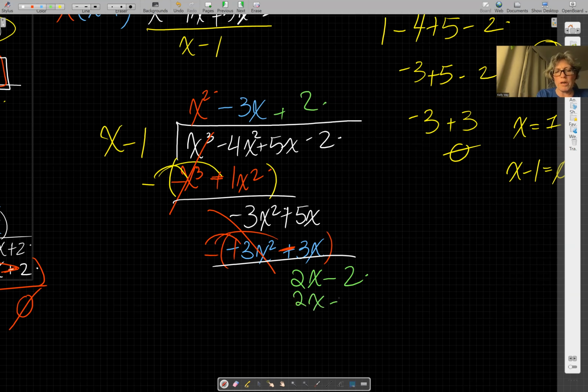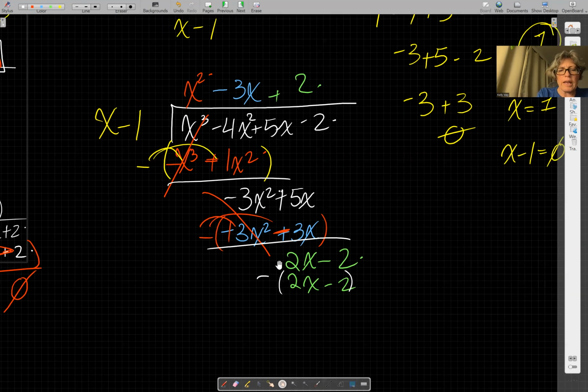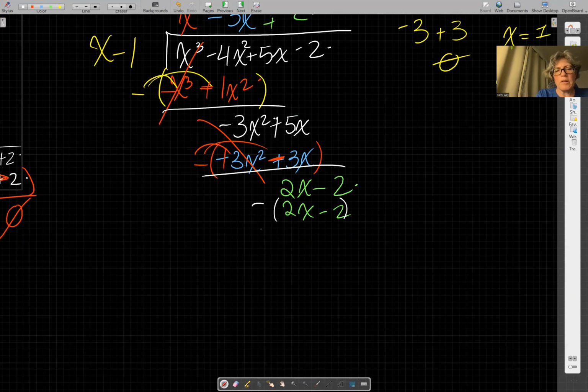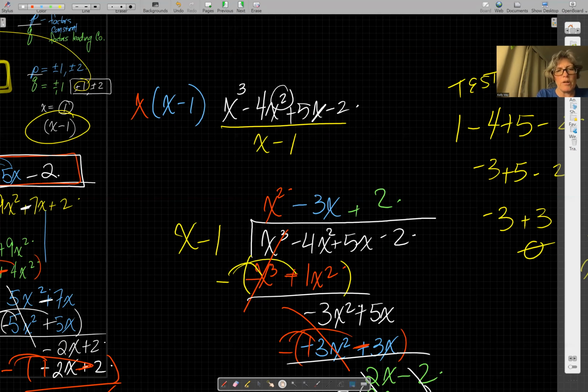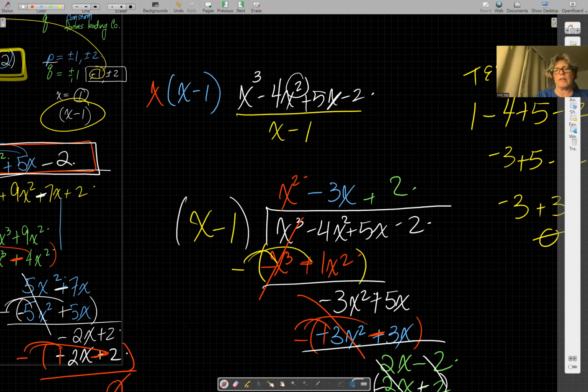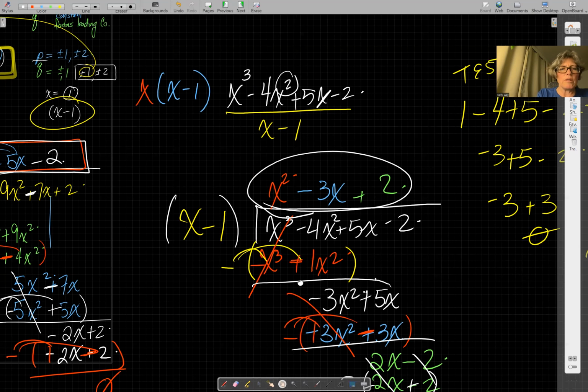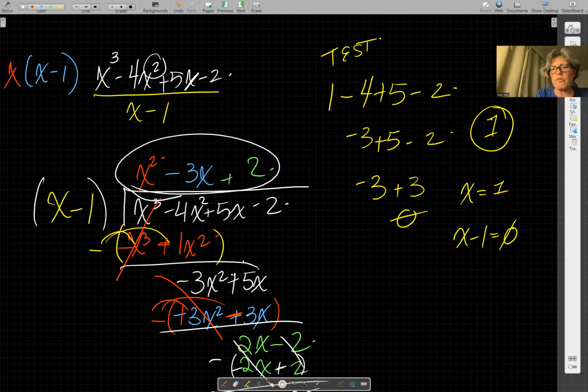We have 2x minus 2. Subtract, and minus that plus, they both cancel, we get 0. Yay. So we just found that x minus 1 is yet another factor again. So we end. There's that right there. So let's pull down so you can see everything in its original form.